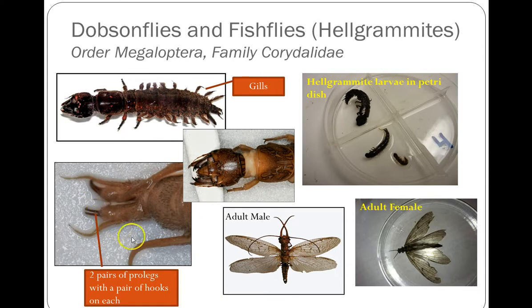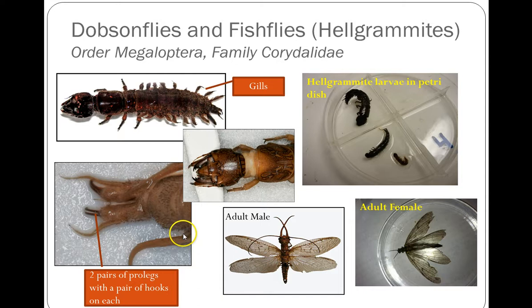This is the surest way to know if it is a Hellgrammite: you look for a pair of prolegs. So these are fleshy legs, they're not jointed. There's one pair, there's another pair, and each one has a pair of hooks on it for anchoring it in the substrate. So that is what the end of a Hellgrammite's abdomen looks like for identification.